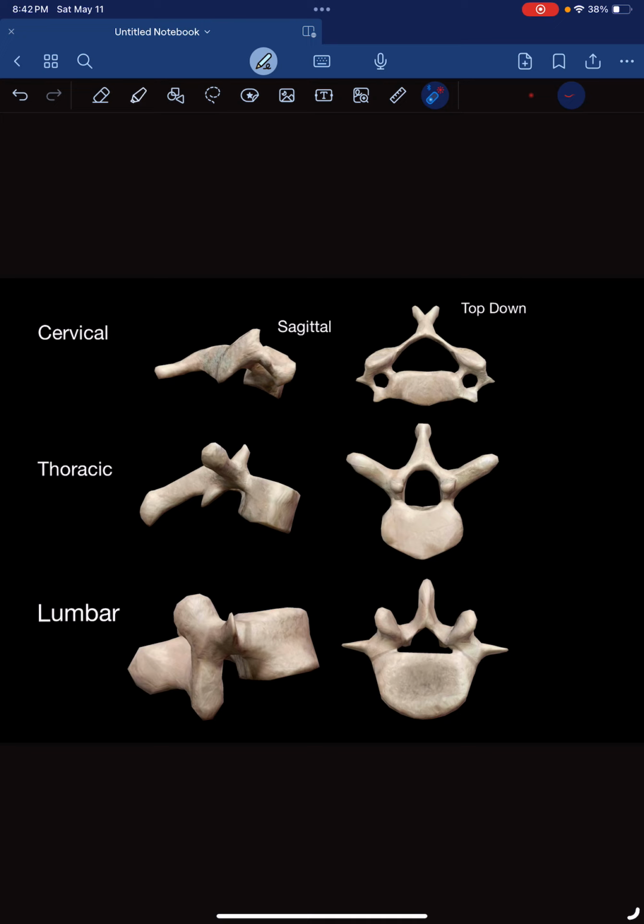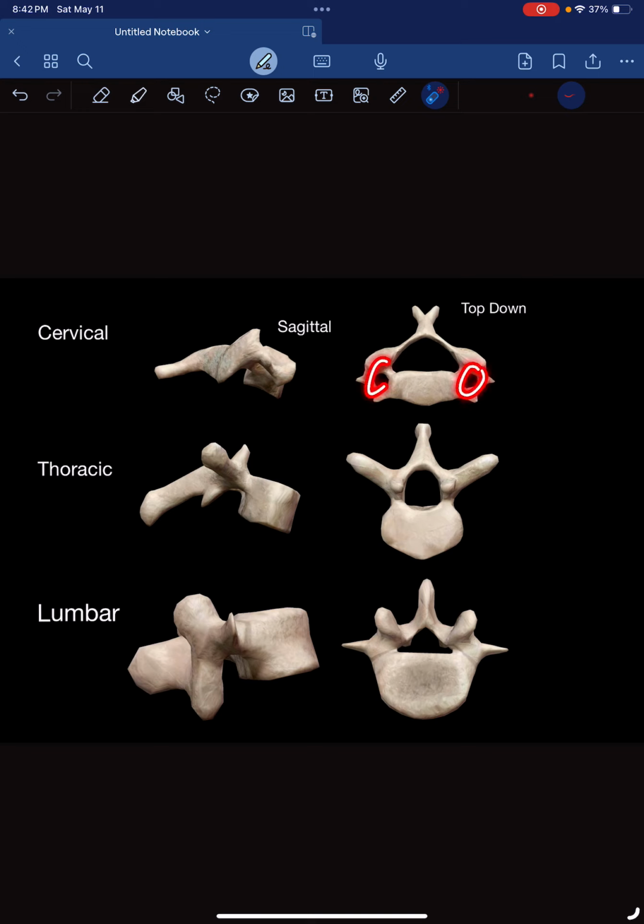But in terms of actual landmarks, with your cervical vertebrae, you've got your spinous process right here, which is a bone that juts out posteriorly. And then if you look at it from the top down, you've got these little foramen here on the lateral sides. Those are very unique to the cervical vertebrae. You don't have those in either the thoracic or the lumbar. It's just in the cervical vertebrae that you've got those.